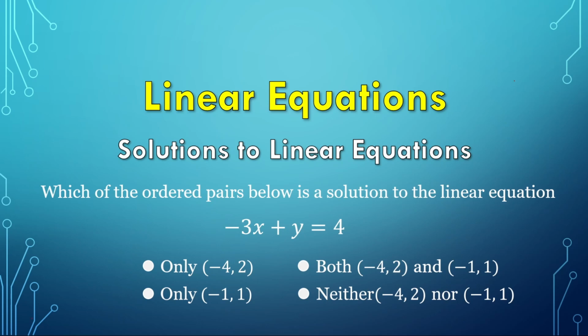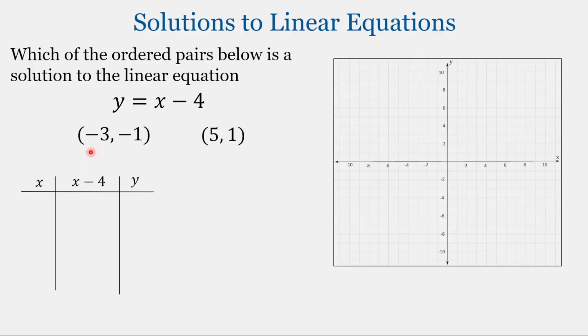Today we are going to discuss the solutions to linear equations and determining whether an ordered pair is a solution to a linear equation. So let's get started. Our goal here is to find out which of these ordered pairs is a solution to this linear equation. If an ordered pair is a solution to the linear equation, that point will be on the line. If it is not a solution, the point will not be on the line.